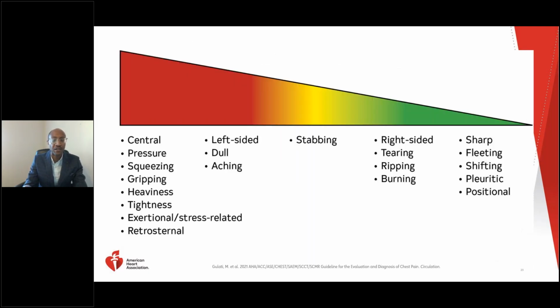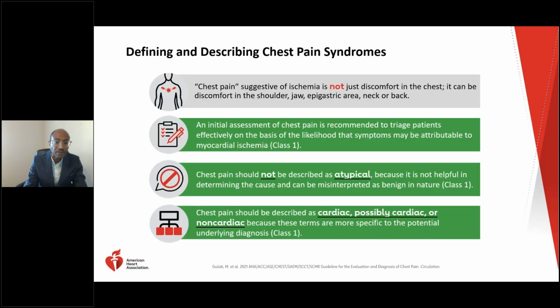So this is a graphic just showing that on the right, symptoms may be described as sharp, fleeting, shifting, pleuritic, positional, and may be less likely to be cardiac in etiology. And then the symptoms on the left, more substernal, central, pressure, a squeezing-like sensation, gripping, heaviness, tightness, or exertional or stress-related, may be highly suggestive of cardiac chest pain in nature.